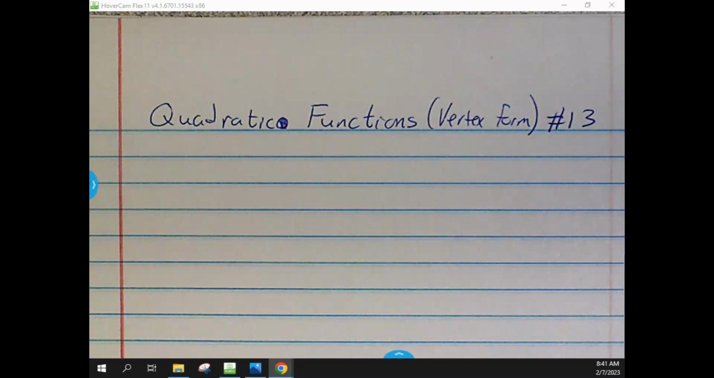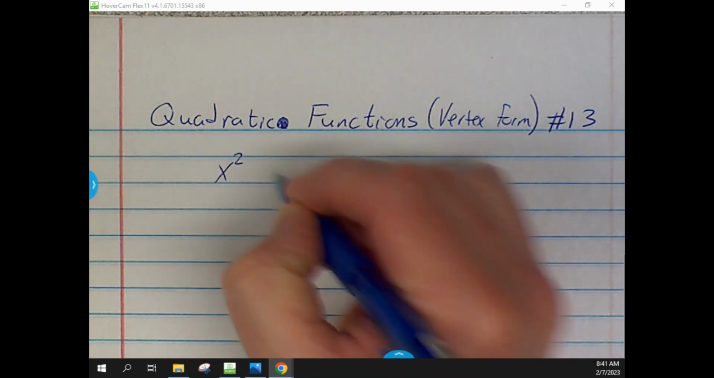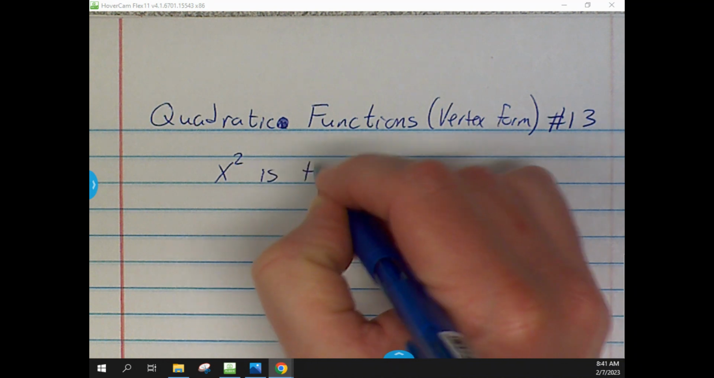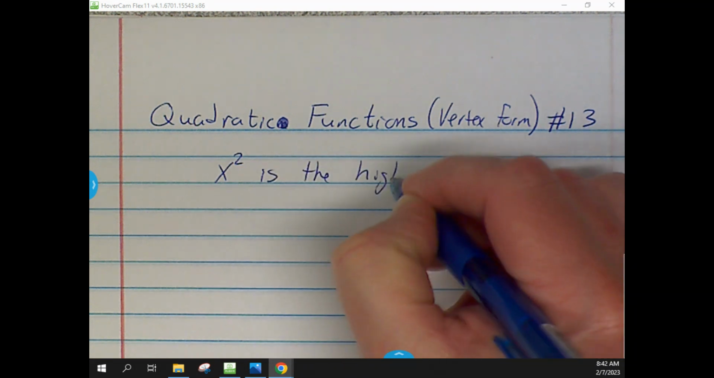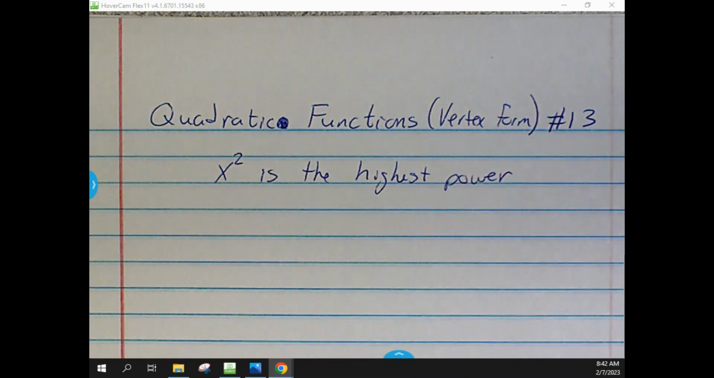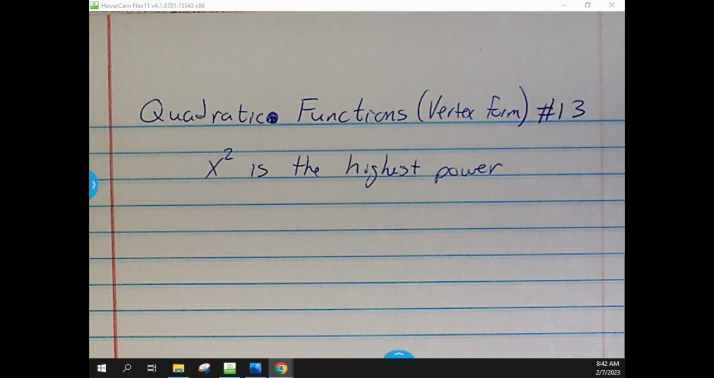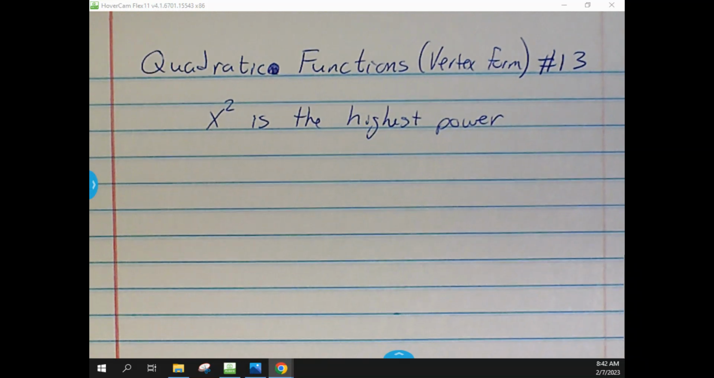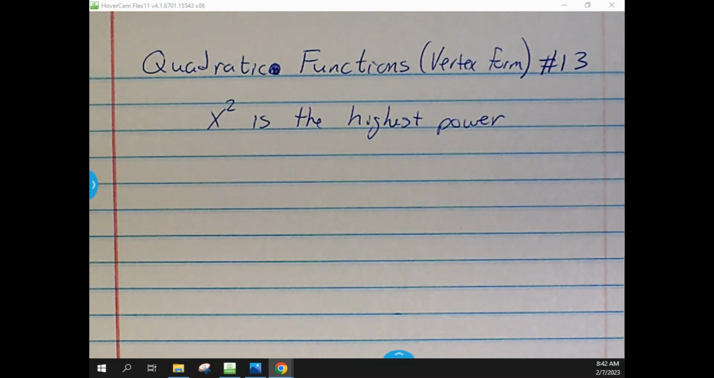All right. So what we're looking at is quadratic functions, vertex form, and the big thing with this one, what makes a quadratic function, is that x squared is your highest power that you're looking at.